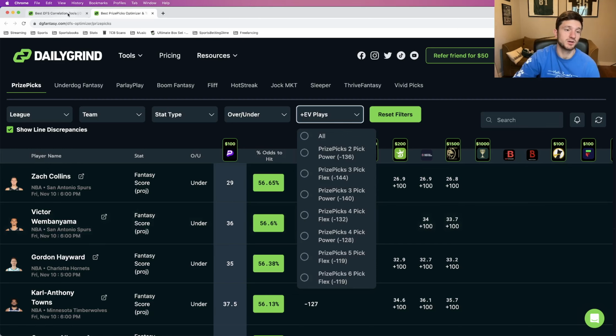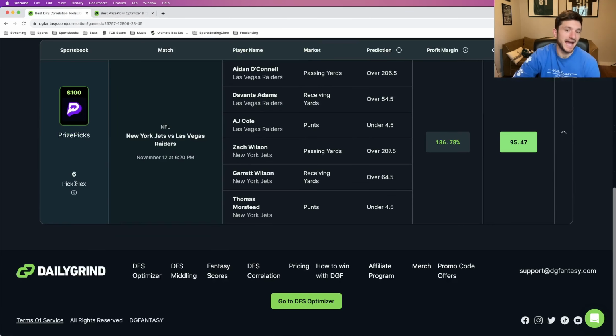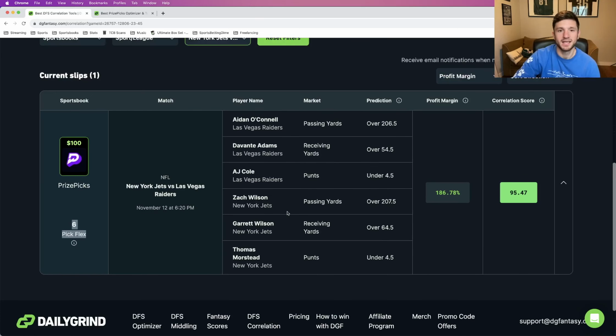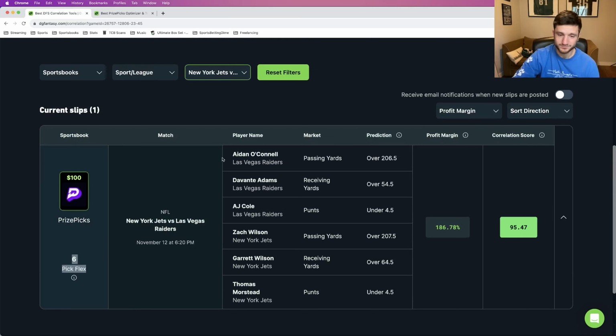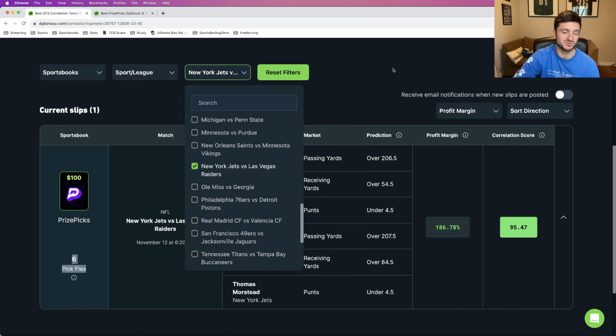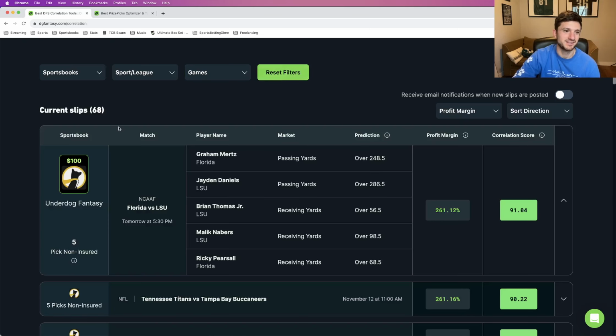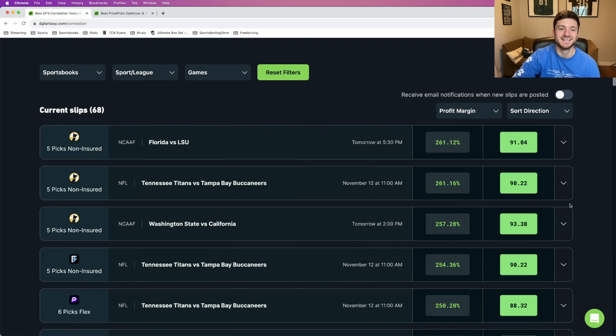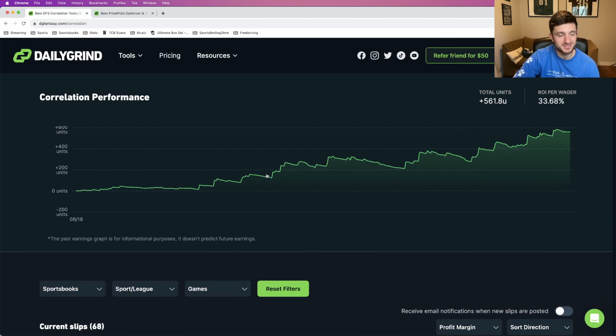Now, the cool thing about the correlation tool is you don't actually need to know why. It just tells you, hey, this is what you should do. But just so you can understand why we're playing 6-pick flexes, that's exactly why, because it is the most mathematically profitable. And there's only one slip here because I filtered specifically for Jets versus Raiders. If I click reset filters, there are 68 slips available currently to lock in. That's amazing. Put one unit on each of these bad boys and you're making a ton of money. You can understand why they're up so many units from the correlation tool.